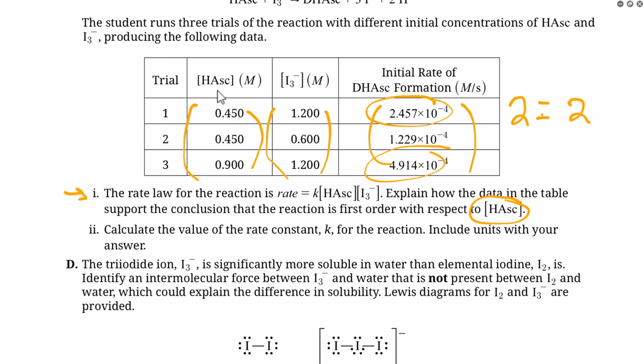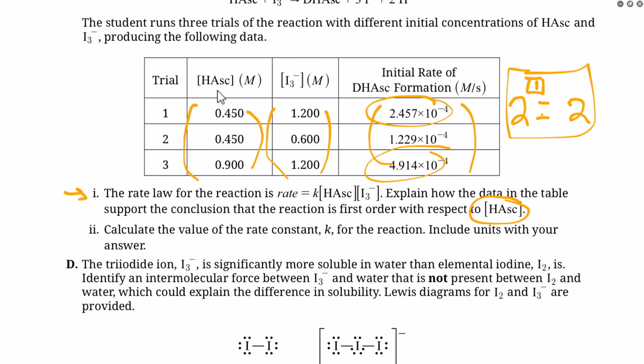And remember that reaction order is exponential based. So we always ask ourselves this question when we get to this: 2 to what power is 2? And the answer is 1. So using that as your justification, that is indicative of a first order reaction.